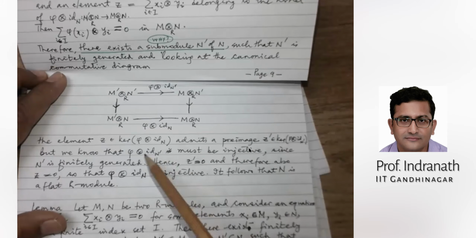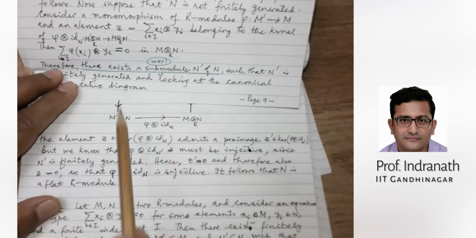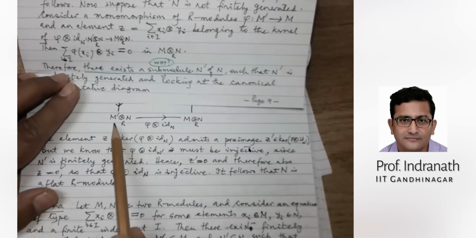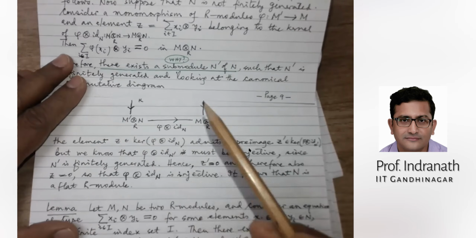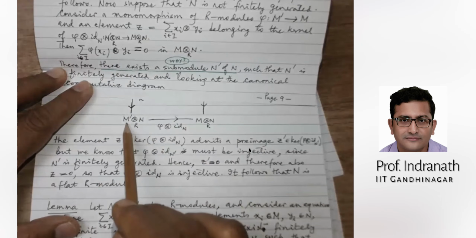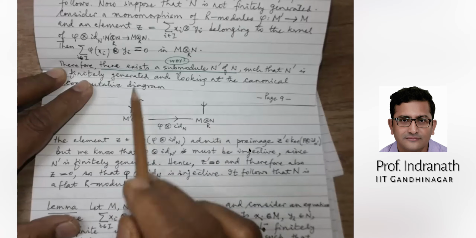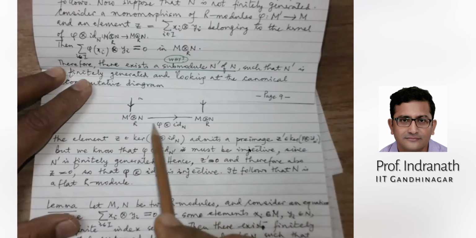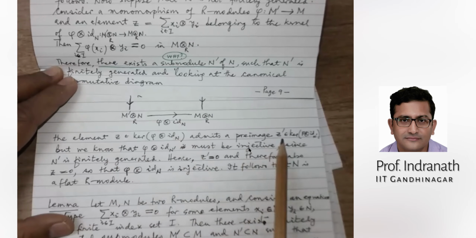Okay. Now here is your Z. You want to show that, after you push it over here, Z, which is in the kernel, becomes 0. You want to show that this is 0 in order to show that this map is injective. Now this element admits a pre-image here.